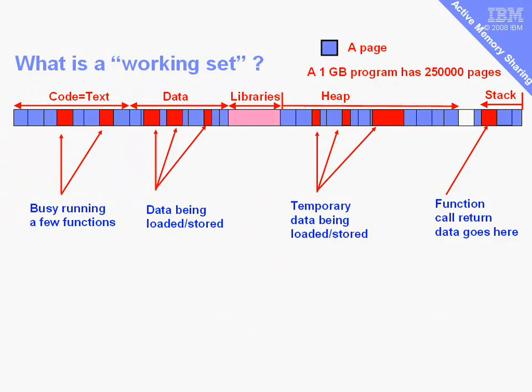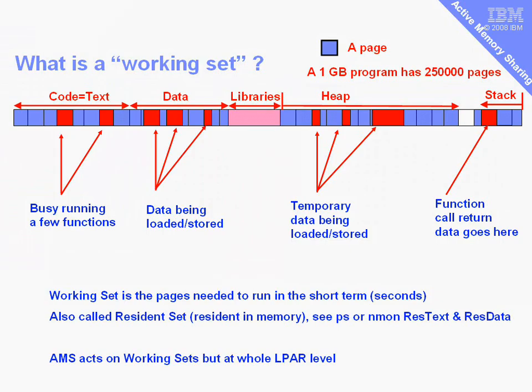Some of the data, we're actively sorting and manipulating, some of it in the data, some of it in the heap space, and we're making function calls and coming back out of them, so that usually the top of the stack is pretty hot. So these pages in red are the only ones that really need to be in memory to let this program run for the next couple of seconds. And this is called the working set or the resident set, and the resident means resident in memory. And we can see these if we use the ps command or perhaps the nmon command to look for the things that look like resident text and resident data. And you can see how much of the program is actually in memory at the moment.